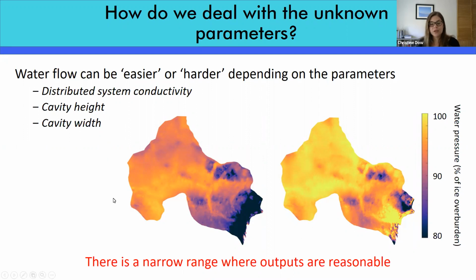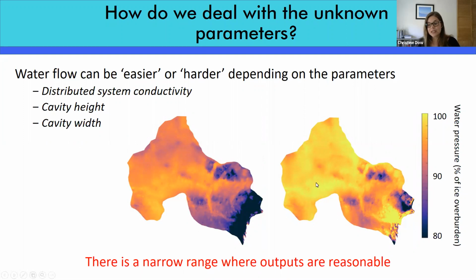it's going to have the same effect. So for example, on the left-hand side here, we've got Aurora subglacial basin. You'll see here down towards the grounding line, we've got very, very low pressures. This is all below 80% of ice overburden. What that means is it's too easy for the water to flow through the system. We know that this isn't correct, and so we throw that model out, and we have to do something with these parameters to constrict the system a little bit more.